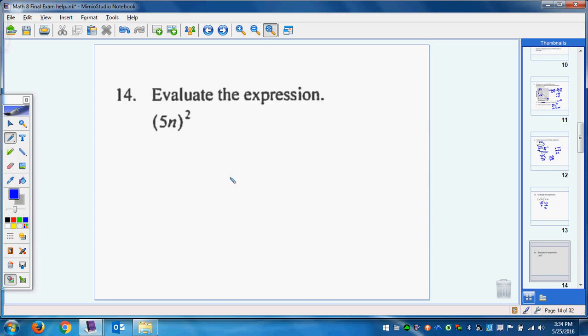Evaluate the expression. Oh, remember, everybody participates. So that's going to be a 5 squared. Got a little 1 there for the n. So 1 times 2, n squared. Or just 5 squared n squared, which is 25 n squared. Very nice, very nice.